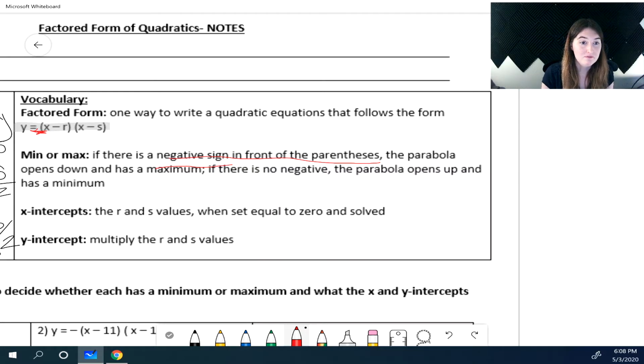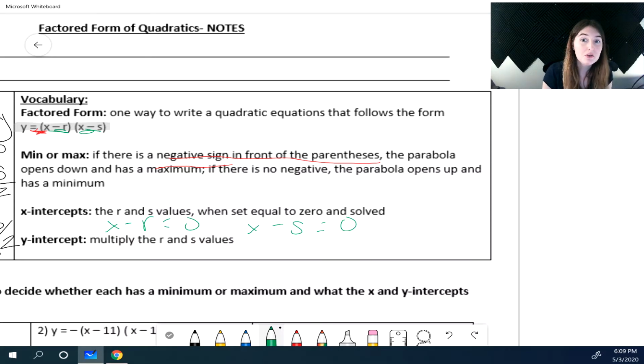Next, for our x-intercepts, I was talking about how sometimes we can do the trick of finding the opposite of our r and s values. So these guys right here, our r and our s. But basically what we do is we set x minus r equal to 0 and x minus s equal to 0. And we solve and we can find what x equals to find our x-intercepts.